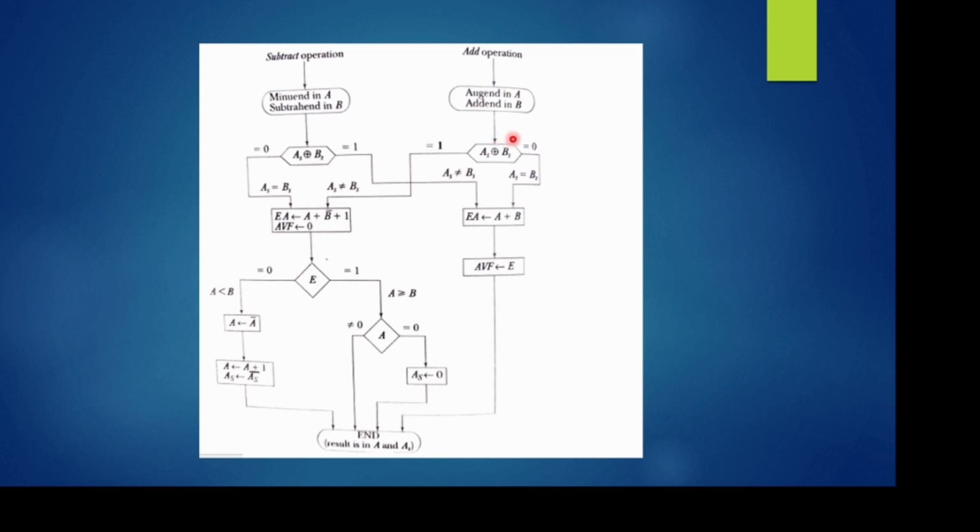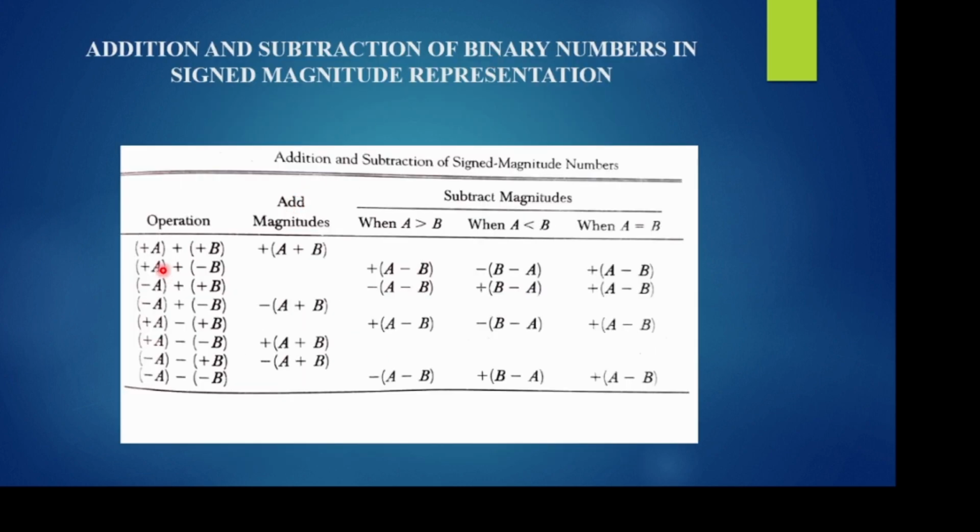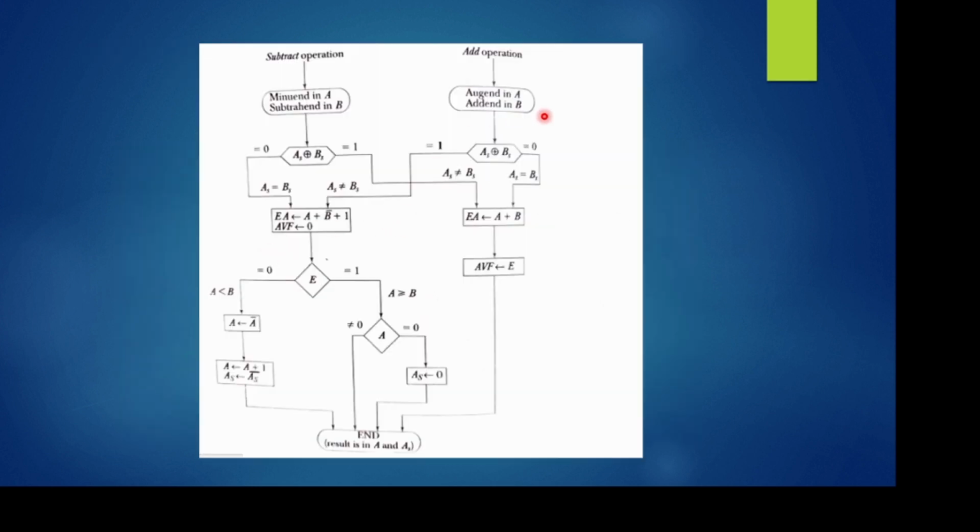Here, if both the inputs are the same, it means both the numbers are of the same sign. In the case of addition, we have seen earlier in the table that if both the numbers are of the same sign, plus A plus B or minus A minus B, we just add the magnitude values and give the common sign to the resultant. So if both the sign bits are the same, the XOR output will be 0, that is AS equal to BS. So we move on to this step, where we are just adding the magnitudes.